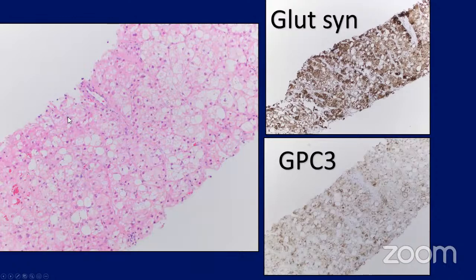Another example of a steatotic well-differentiated HCC. You can see that it's got a lot of steatosis. The glutamine synthetase is diffusely positive and the glypican-3 is diffusely positive. So this is a well-differentiated HCC.